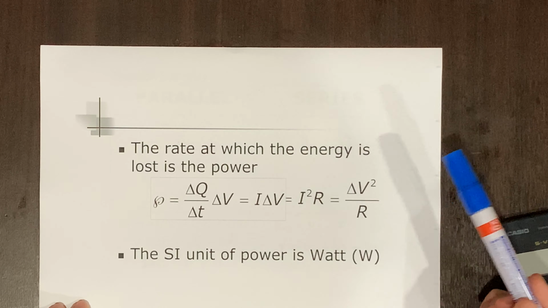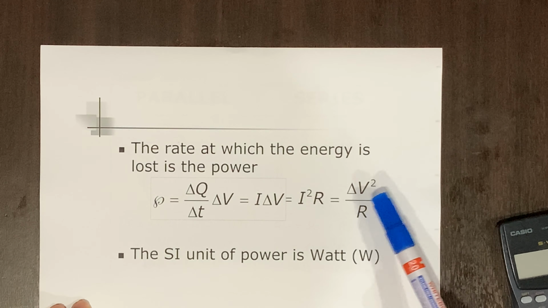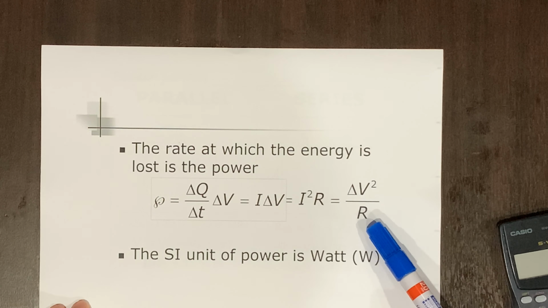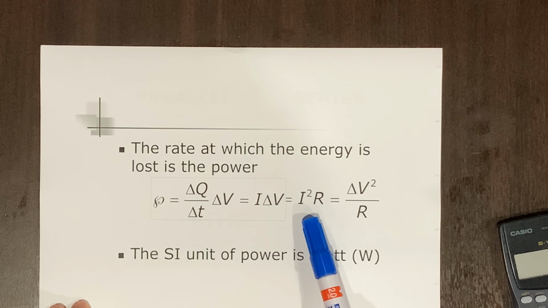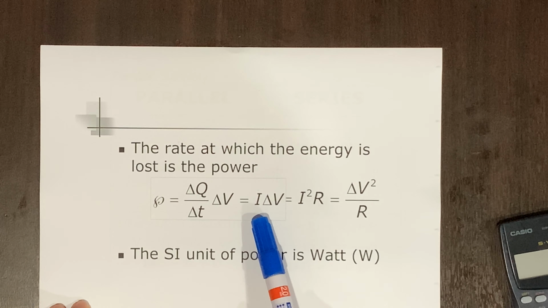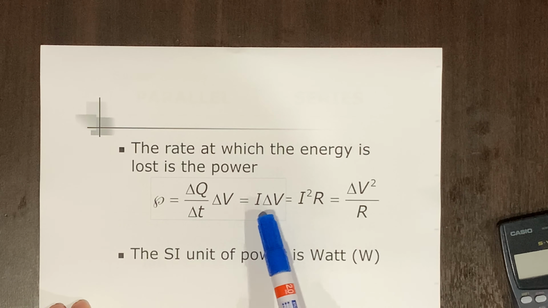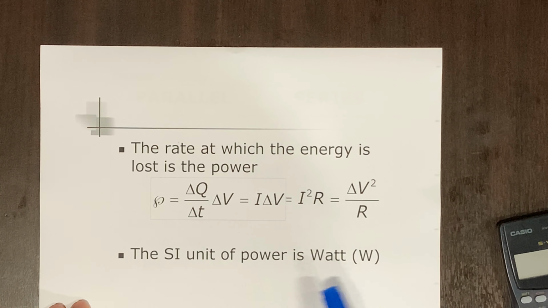Okay, if you don't have current, you can use power is equal to V squared over R. If you don't have voltage, you can use P is equal to I squared R. If you don't have resistance, you can use P is equal to IV. The unit for power is watt.